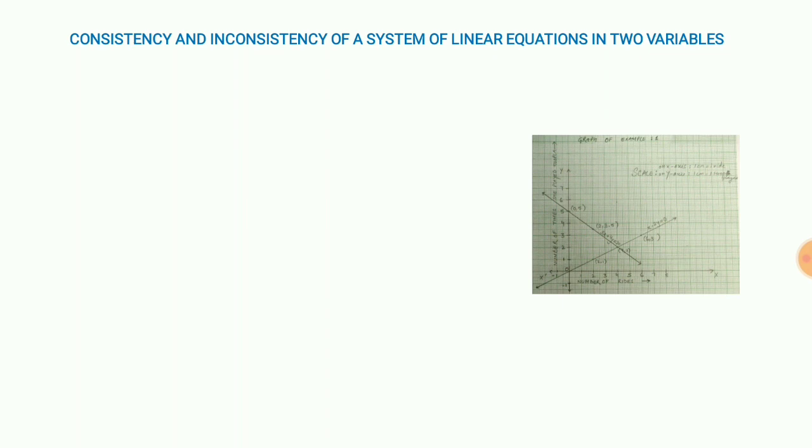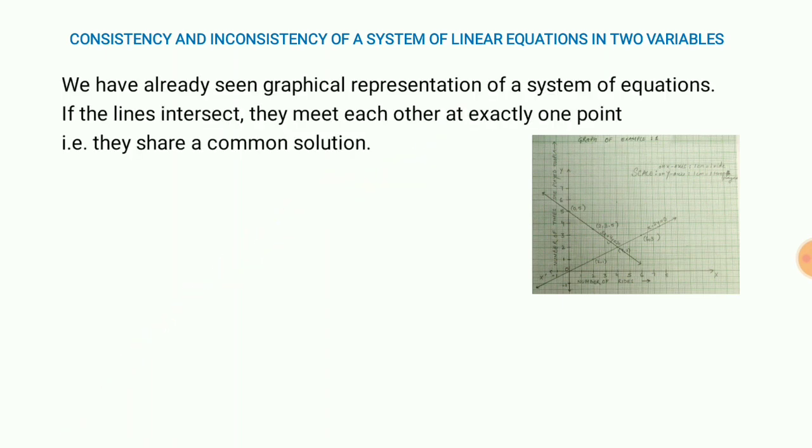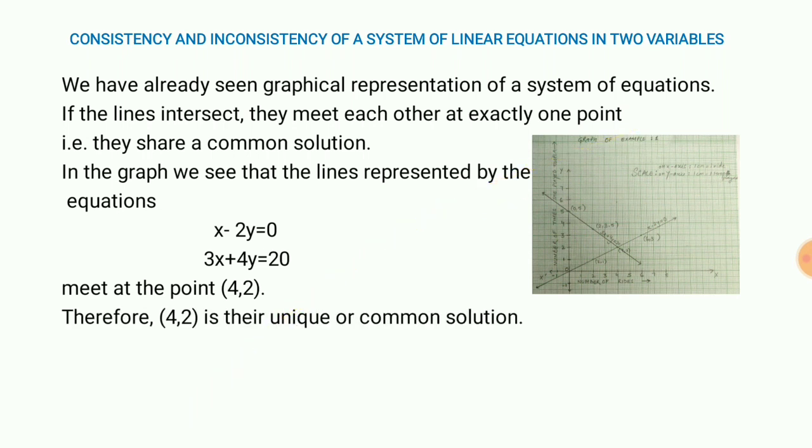So if we see the first graph where the lines were intersecting, if the lines intersect, they meet each other at exactly one point. That is, they share a common solution. In the graph, we see that the lines represented by the equations x minus 2y equal to 0 and 3x plus 4y equal to 20 meet at point (4, 2). That is, (4, 2) is their unique or common solution.